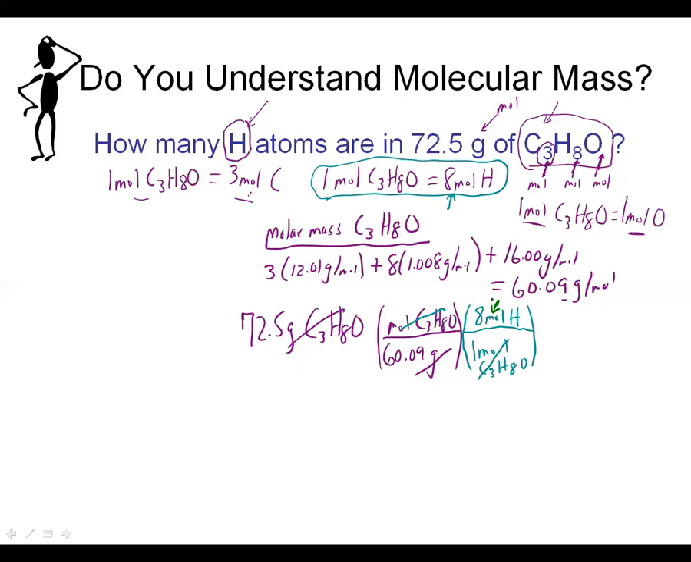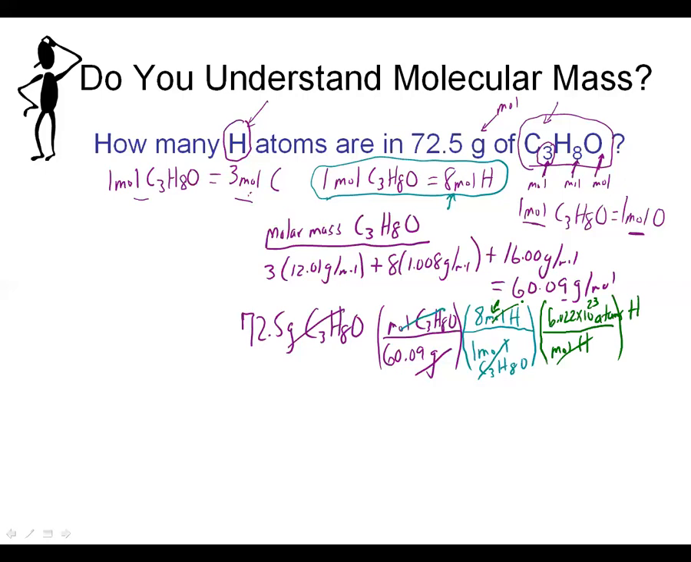And because that keyword of atoms is there, that is why we now need to use Avogadro's number. In the last part of the calculation here, we can now go from a mole of hydrogen to 6.022 times 10 to the 23. And again, here, this would be atoms of hydrogen. The moles of hydrogen will cancel out.